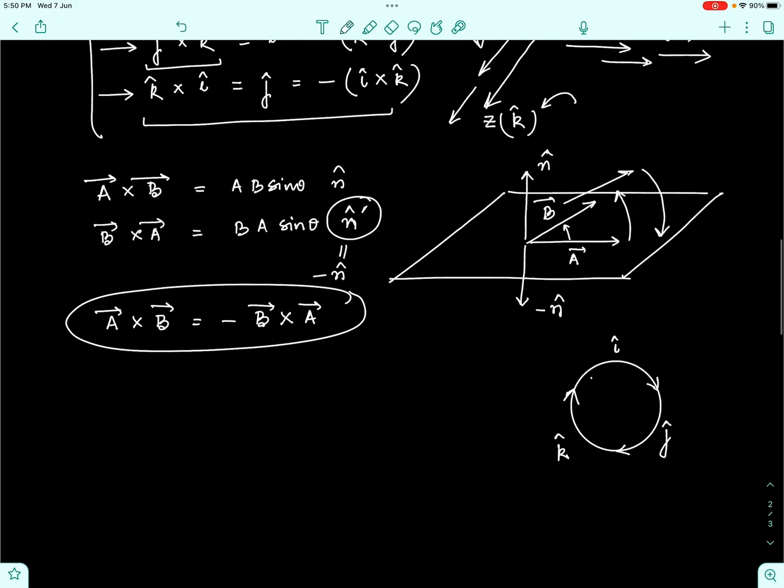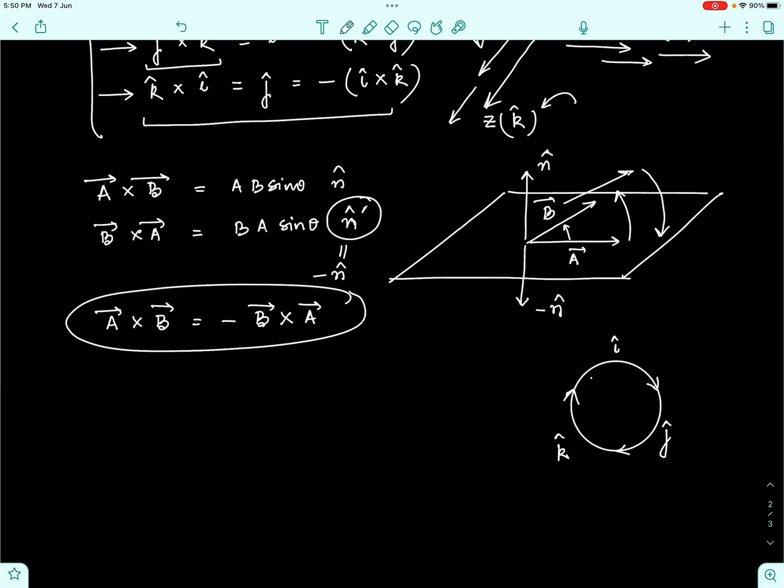Now, according to the rule, when you take the cross product of any pair of these unit vectors, the answer will be given by the third unit vector with a plus sign if you have moved in the direction of the arrow in the process of taking the cross product, and with a minus sign if you have moved opposite to the direction of the arrow. Let's understand this taking an example.